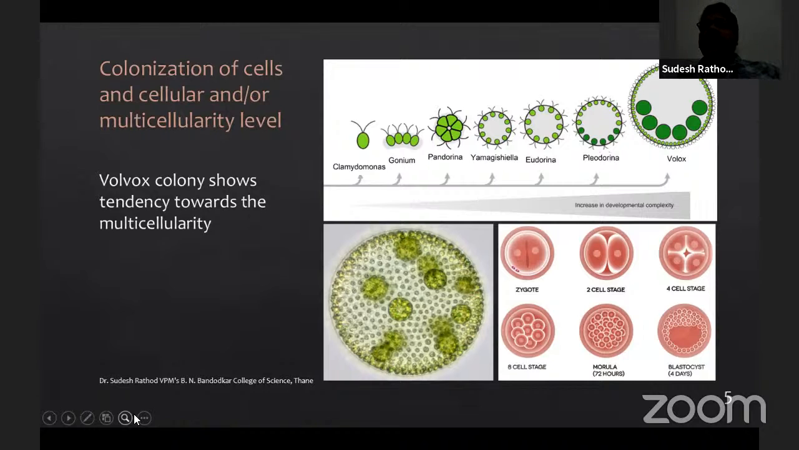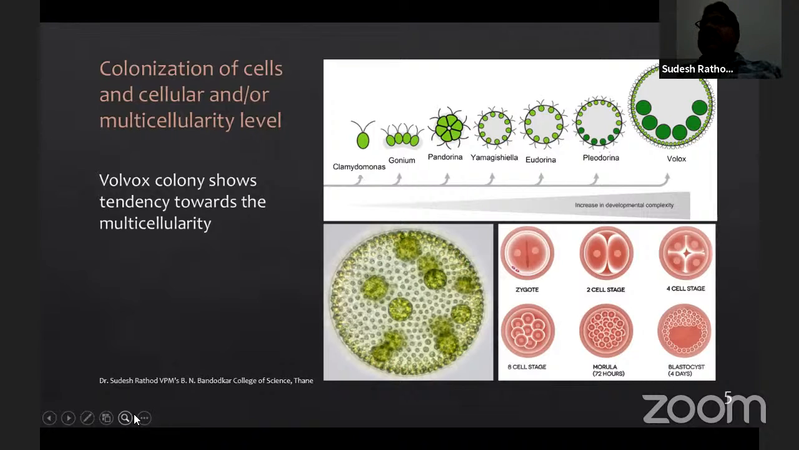Now, if you compare this colony with the green part just above, those are all dinoflagellates, showing higher and higher grades of colonization. Similar is the case with our embryo formation. A single cell starts dividing into two, then four, then eight, and so on. It goes on increasing in number by doubling the number of cells. And this morula stage is nothing but what is shown in a colony of Volvox.